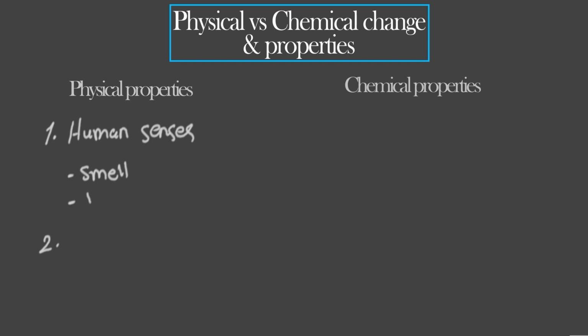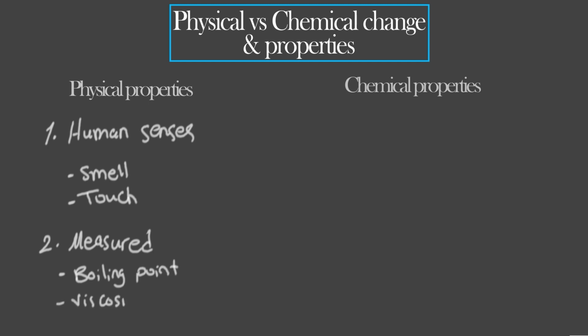The second is the physical properties that can be measured inside a laboratory or using some special devices. For example, the boiling point of water, the different viscosities of different types of liquids, and the melting point of glass. Each of these, the melting point, the boiling point, and the viscosity, are physical properties of matter.